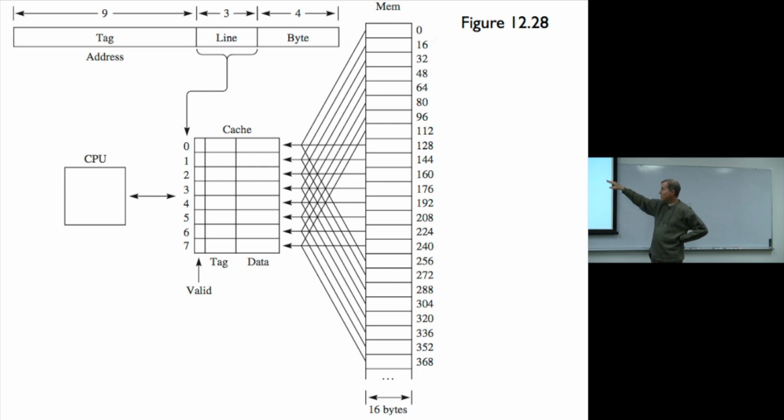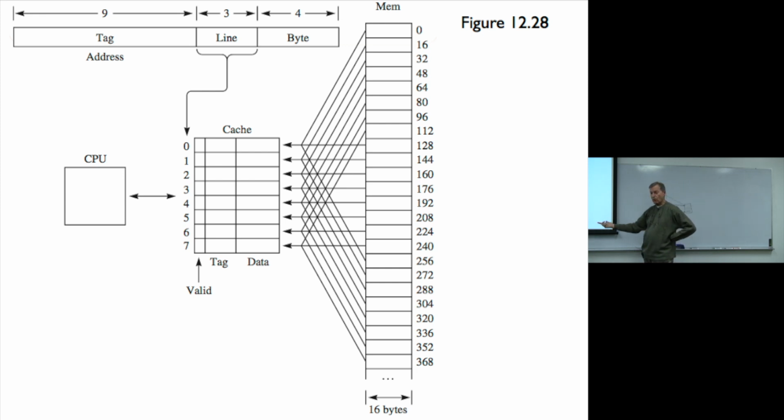And because there are 7 possibilities for what's in the line field, those are the 7 entries in the cache. So each entry of the cache, so there are 8 entries in the cache addressed from 0 to 7.